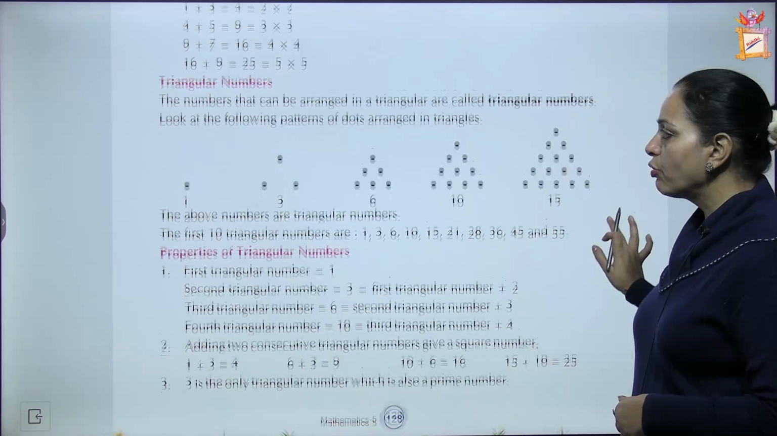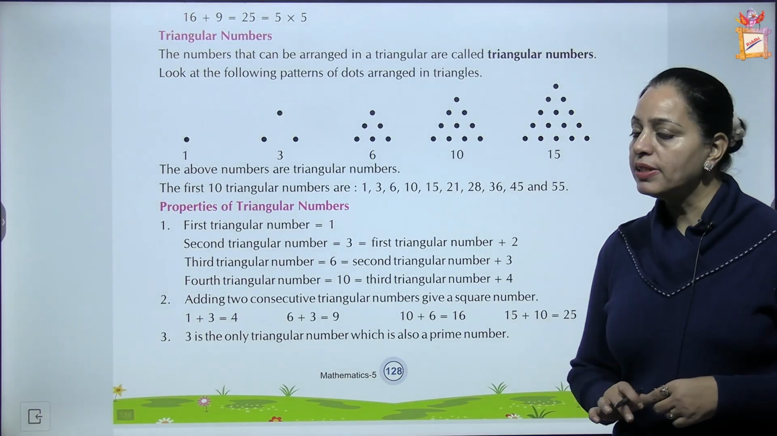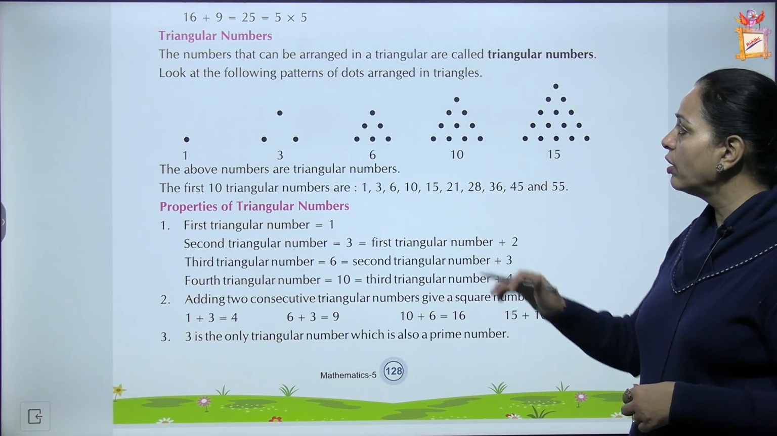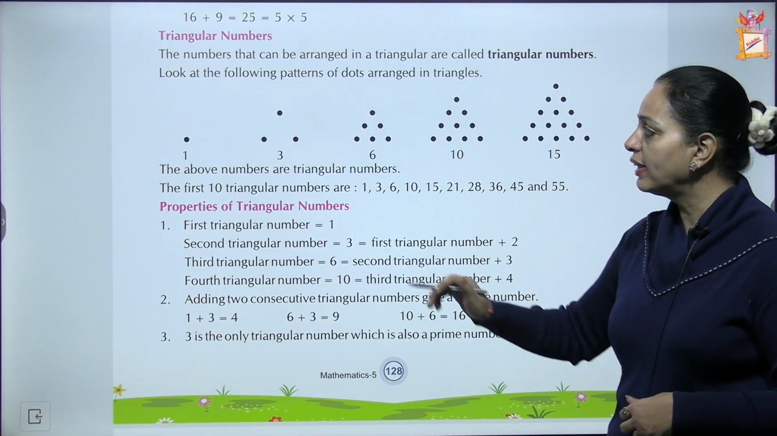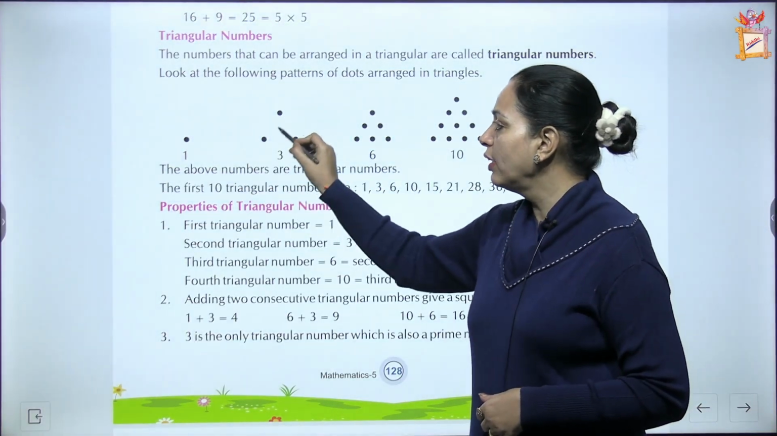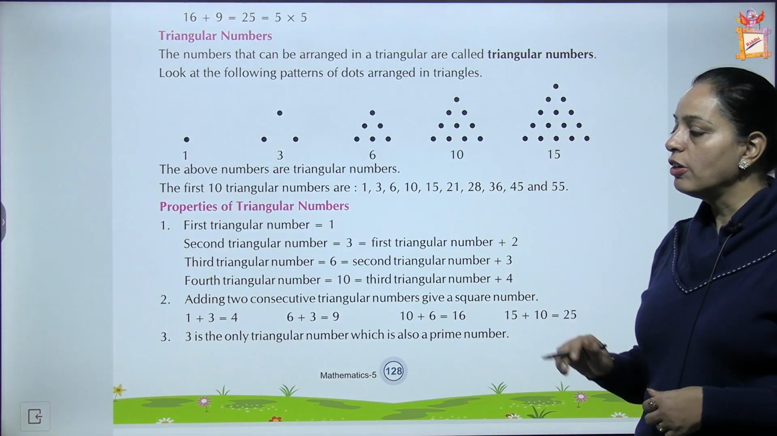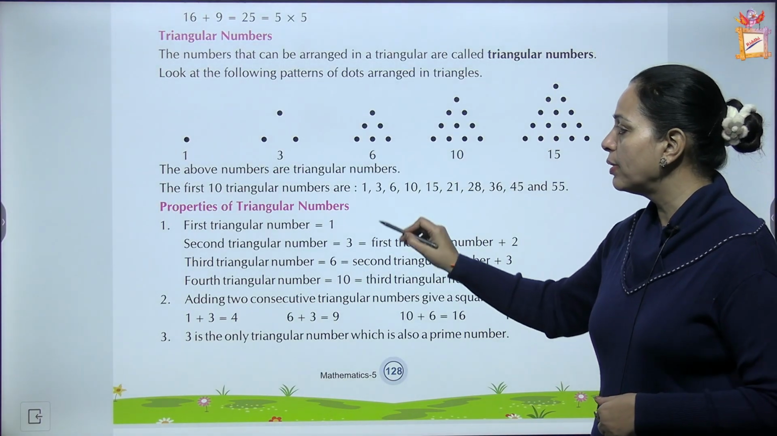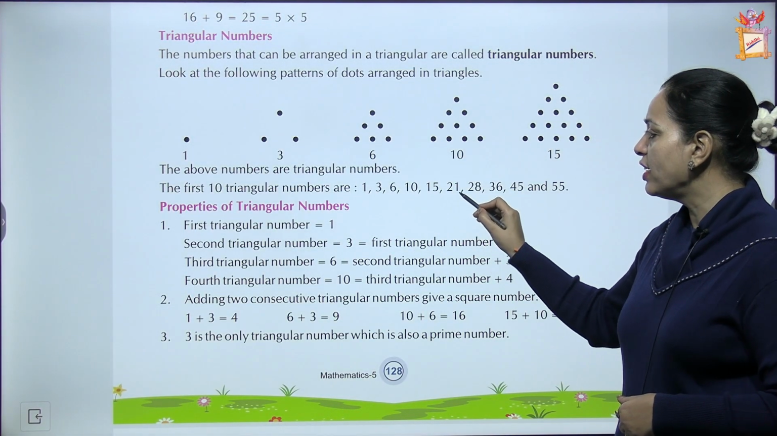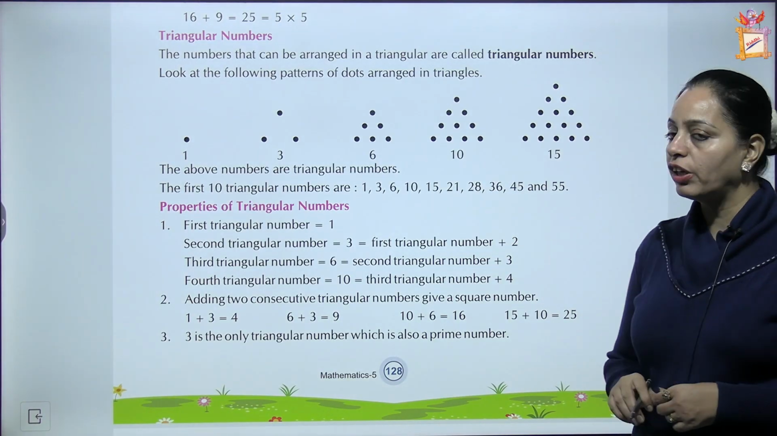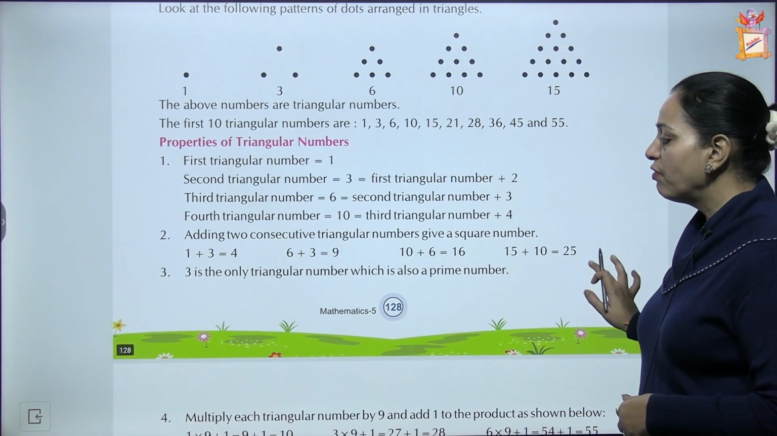Now we are talking about triangular numbers. The numbers that can be arranged in a triangular are called triangular numbers, like this. Here 1, 3, 6, 10, 15. So these numbers are triangular numbers. 1, 3, 6, 10, 15, 21, 28, 36, 45 and 55.